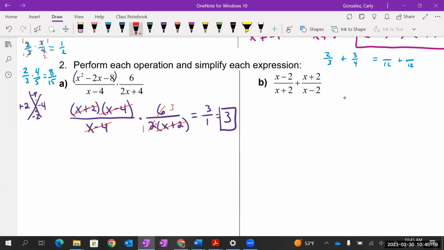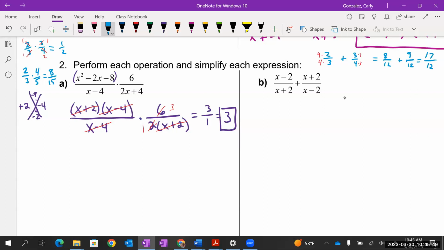So we say 3 times what is 12? And since 3 times 4 is 12, we'll multiply top and bottom by 4. And so we find that 2/3 is equivalent to 8/12, that's 2 times 4. Same thing for 3/4. Now we're going to multiply top and bottom by 3 and find out that 3/4 is equivalent to 9/12. And now we're ready. And notice the denominator stays the same, but the numerators will add.